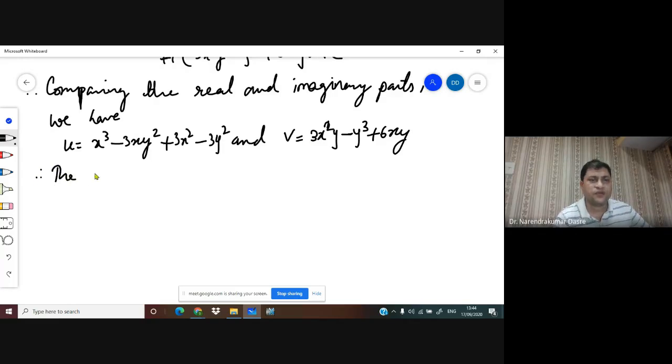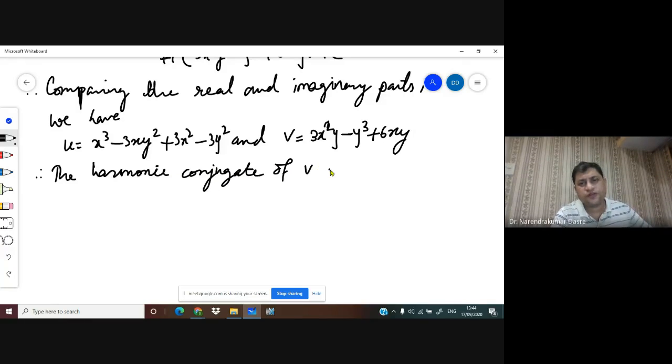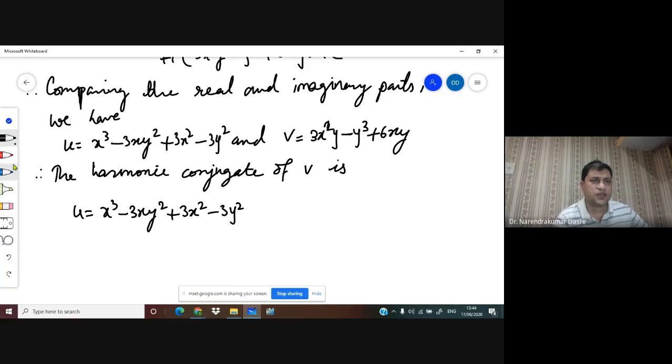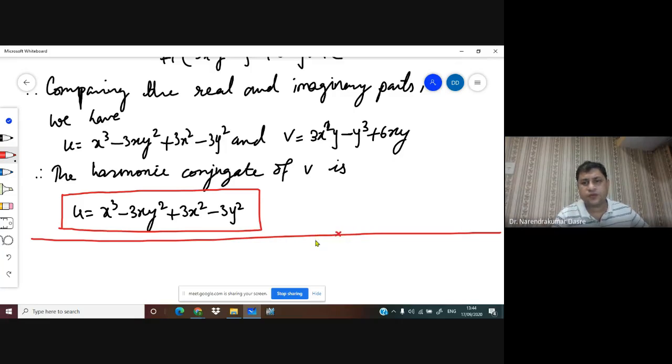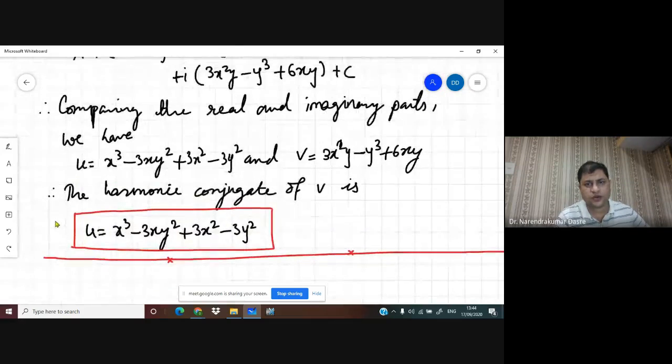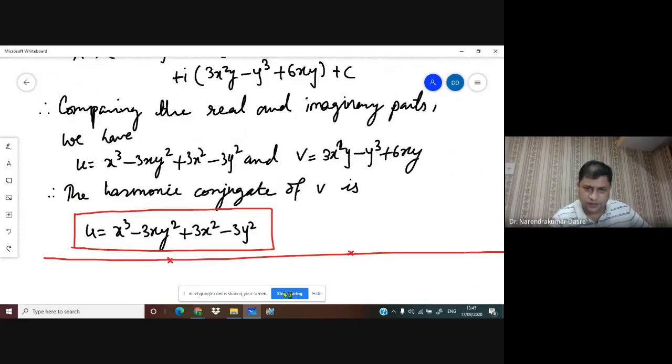So we can say the harmonic conjugate of V is u is equal to x cube minus 3xy square plus 3x square minus 3y square. Okay, so this is exactly what we are able to get, that is, we are able to get the harmonic conjugate.